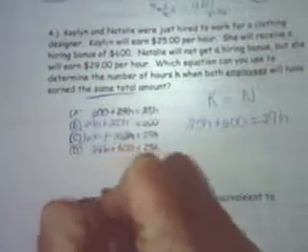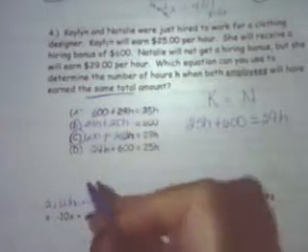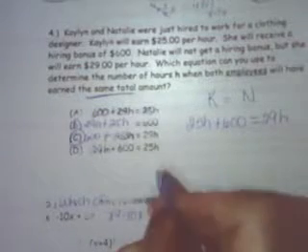Number 5. Which of the following expressions is equivalent to x squared minus 10x? This should be a plus 25.